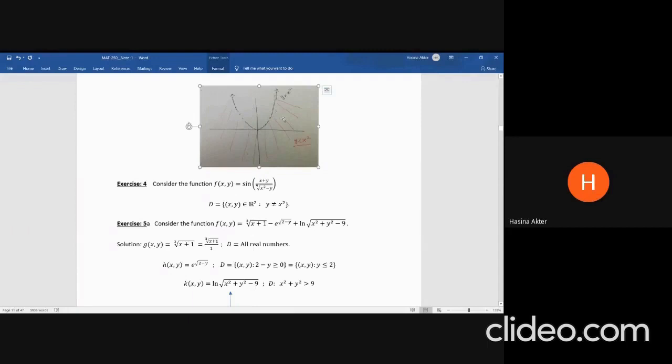You mean dotted means excluded? Dotted means excluded. When you draw the parabola using a dotted line, that means that line is excluded and everything else is in the domain.